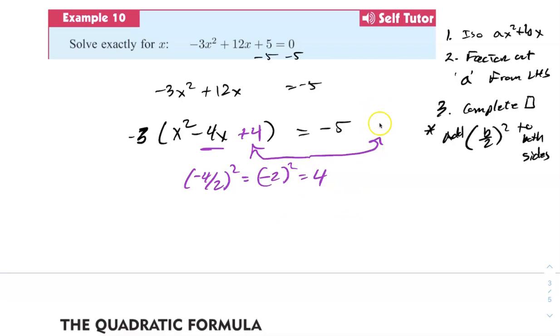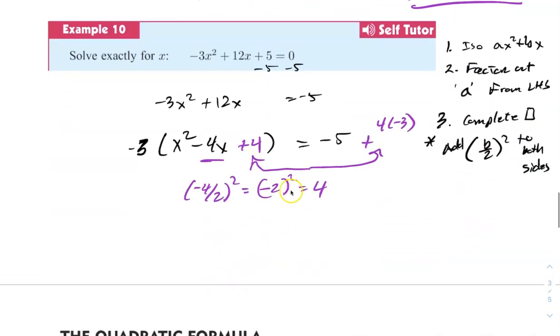Now on this side, I'm not going to add 4. I'm actually adding more, because when I added 4 to this side, everything in the parentheses gets multiplied by negative 3. So that's what I've got to add on this side. You add 4 here, but it all gets multiplied by negative 3. So you're actually adding 4 times negative 3 to this side, which is negative 12. That's the part you've got to watch out for. Other than that, the rest of it's the same. Factor the left-hand side and solve.